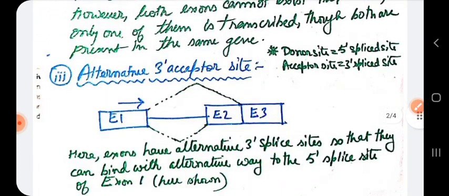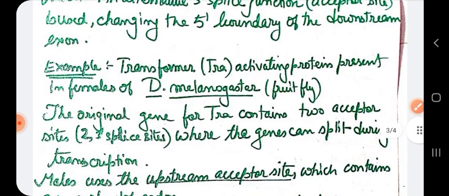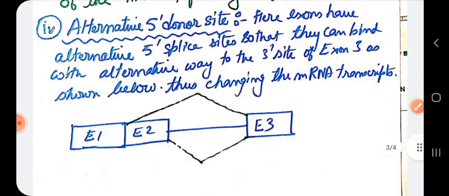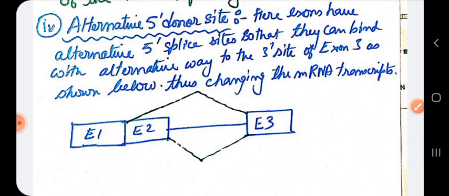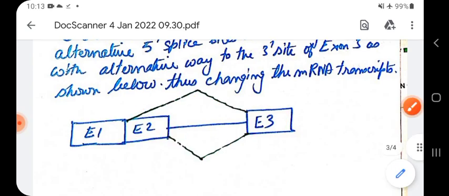Then I have said alternative 3 prime acceptor site, where there are alternative 3 prime splice sites, which leads to different combinations of mRNA spliced products. The best example of alternative 3 prime acceptor site is your TRA or transformer activating protein, which is found in females but not in males due to the presence of a stop codon in the upstream 3 prime splice site. Then the 5 prime donor site, where the exons will have alternative 5 prime exons where they combine with the 3 prime splice site to make different combinations of products.